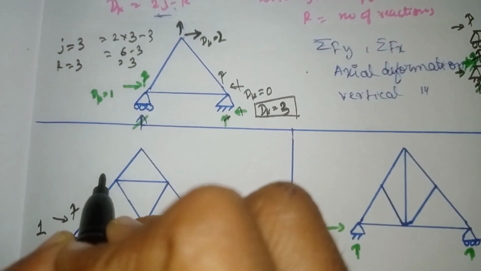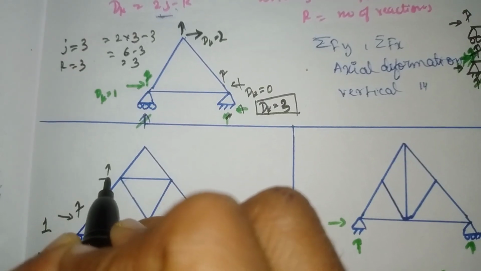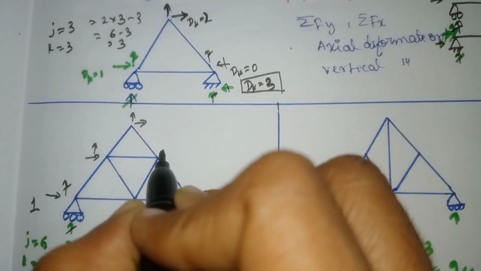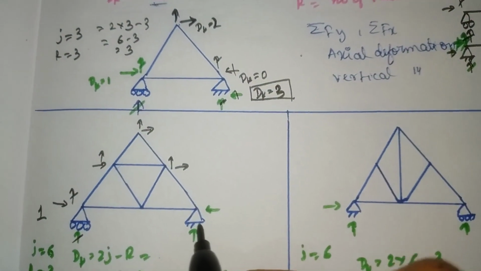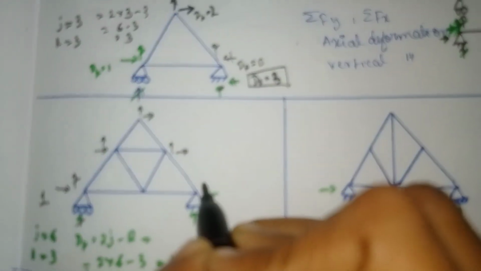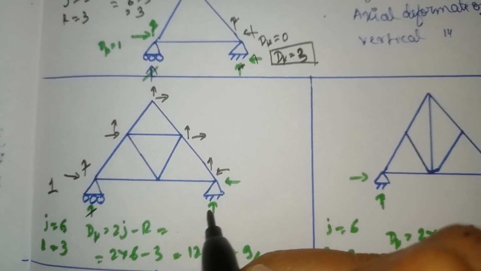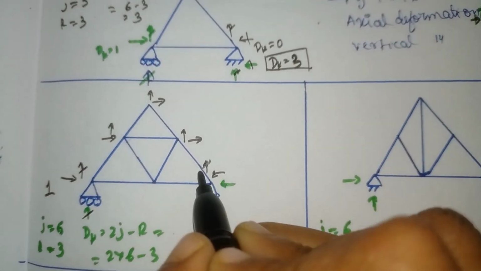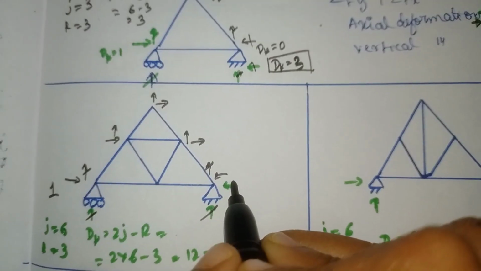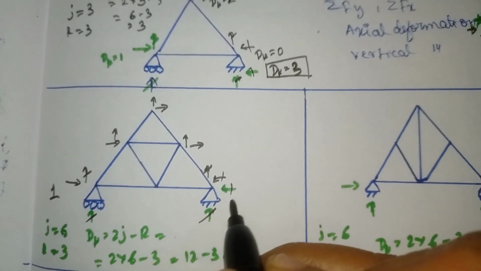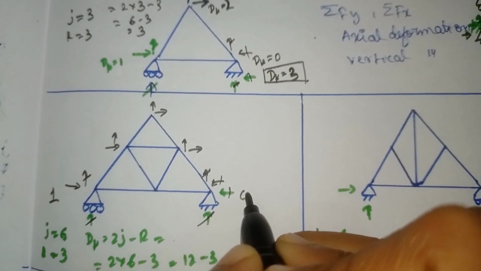So here at this joint, one is vertical, another is horizontal. Here also vertical, horizontal. Here also vertical, horizontal. At this joint, one is horizontal, another is vertical. So at this support, the vertical as well as the horizontal reaction is there. So vertical reaction and vertical deformation will cancel, and horizontal reaction and horizontal deformation will get cancelled. The remaining is 0. The dk at the joint is 0.